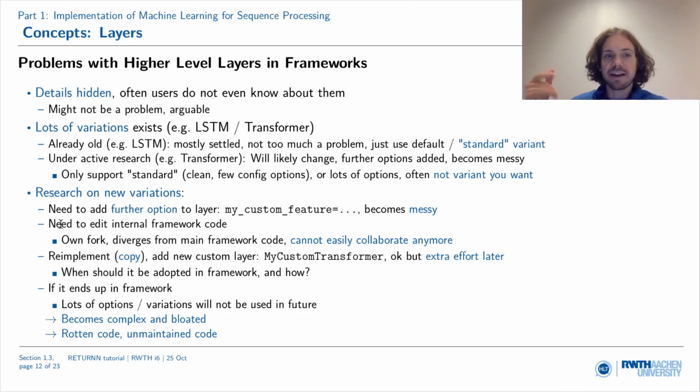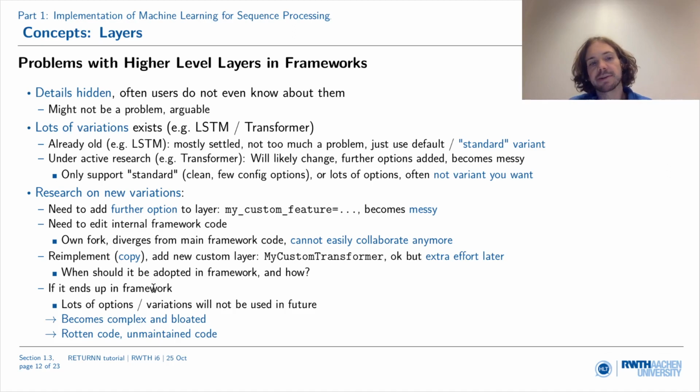And then you could edit internal framework code, but then you end up with your own fork, and you might diverge from main framework code, so cannot easily collaborate anymore. It's a problem. Or you can copy it or re-implement it and add some new custom layer. Okay, but then this might add extra effort later on. So when should you adopt this in the framework? How? Or if at all?